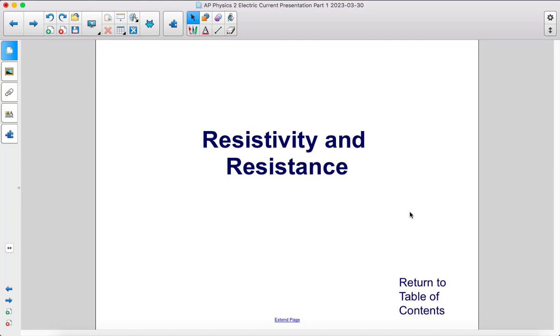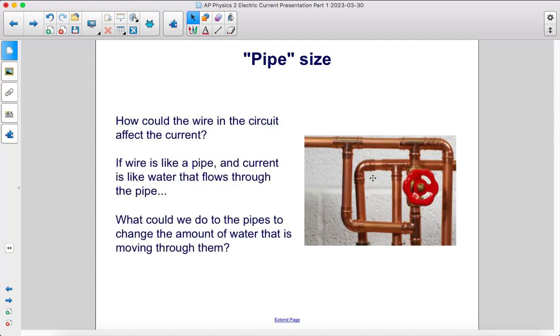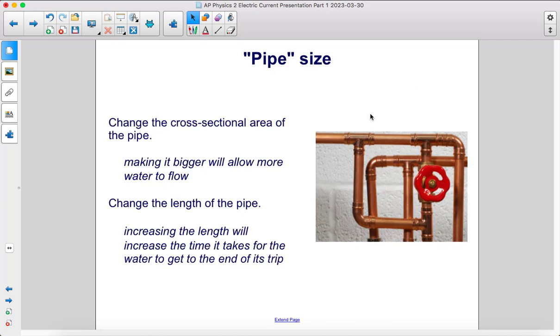Resistivity and resistance. How could the wire in the circuit affect the current? If wire is like a pipe and current is like water that flows through the pipe, what could we do to the pipes to change the amount of water that is moving through them? We could change the cross-sectional area of the pipe.